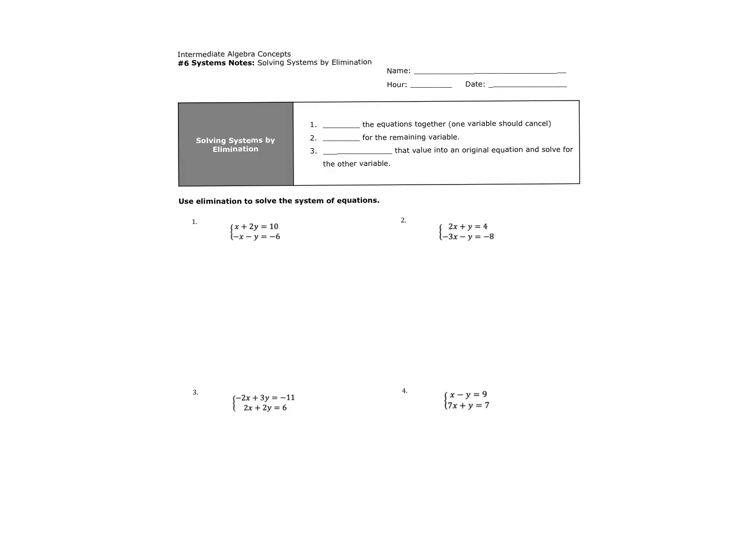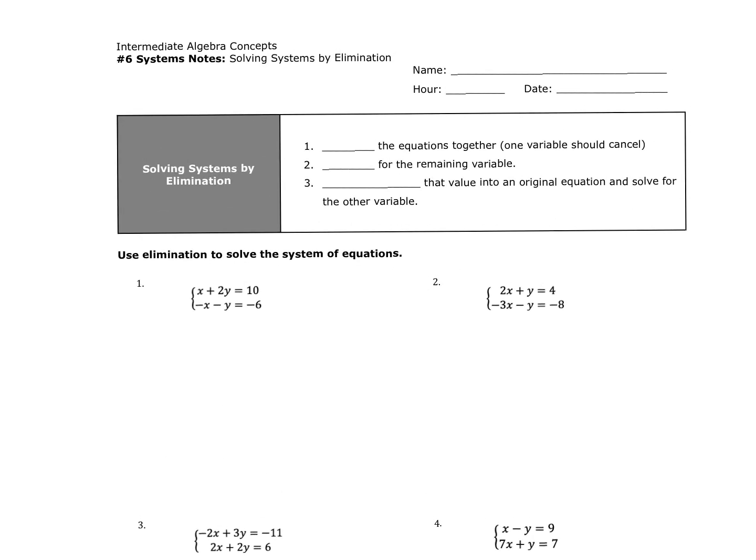Hey there, today we're going to work on number 6, systems notes, solving systems by elimination. So when you're solving systems by elimination, the first thing you're going to want to do is add, so you can add that word right in here, add the equations together. And when you add them together, one of your variables, so your x or your y, should cancel.